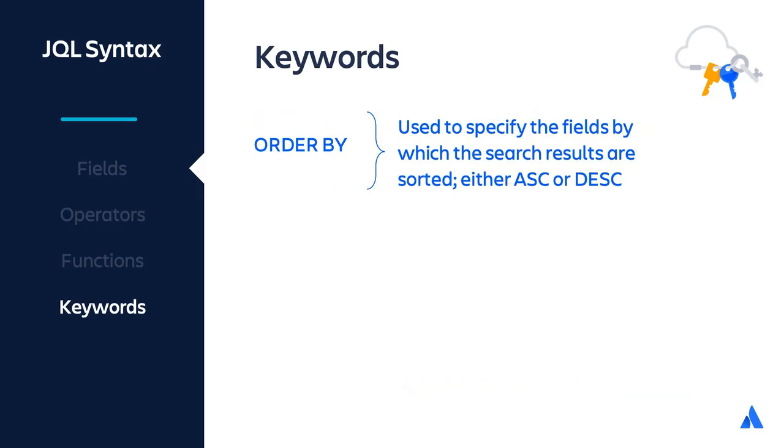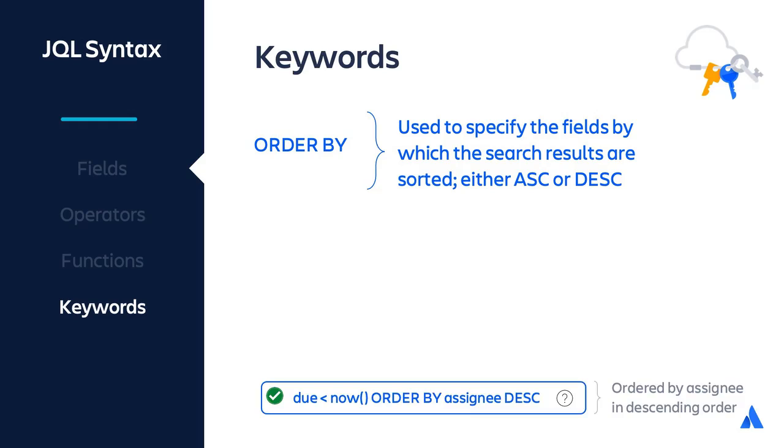Order by needs to be placed at the end of a query and manipulates the way the issue results are sorted. It needs to be extended by a field and the sort order. ASC, for ascending, puts the lowest value on top of the list and the highest at the end of the list. DESC, for descending, starts with the highest value and ends with the lowest value. Due less than now, order by assignee DESC, will return issues ordered by assignee in descending Z to A order.